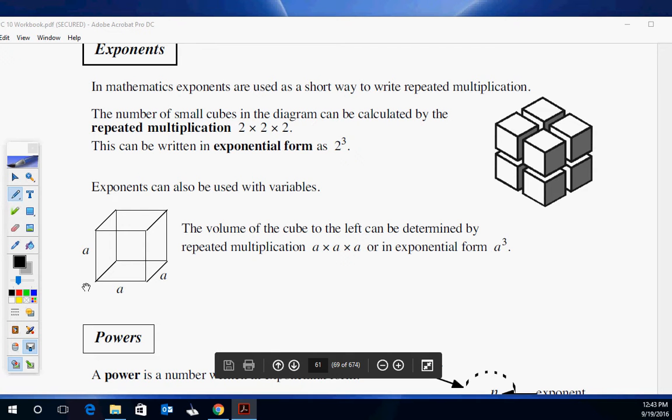In mathematics, exponents are used as a short way to write repeated multiplication. So again, if you have 2 times 2 times 2, it's 2 cubed. I think it's all self-explanatory. We are familiar with that.